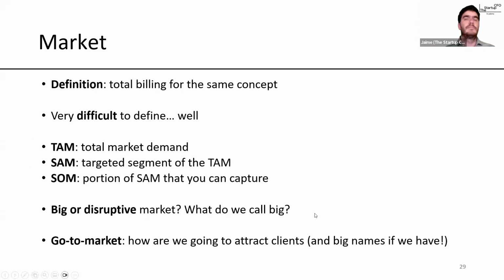What do we call big? Good point. Virtually infinite for the amount of investment that you need. So it's not the same to say I'm gonna create a software for veterinaries that work on fish, that it's a smaller market, than to say an ERP that every single company needs, for example.